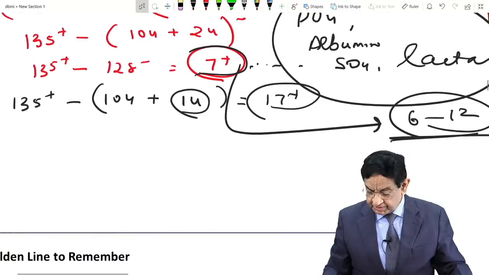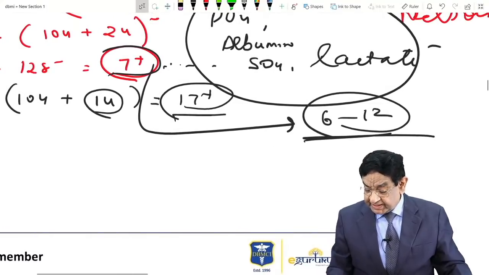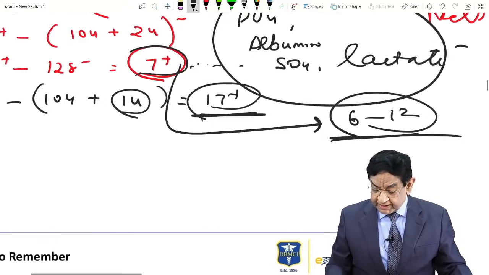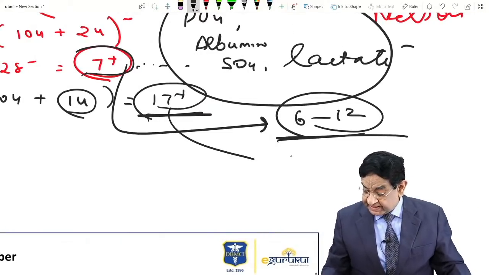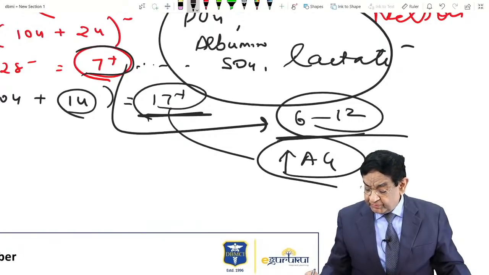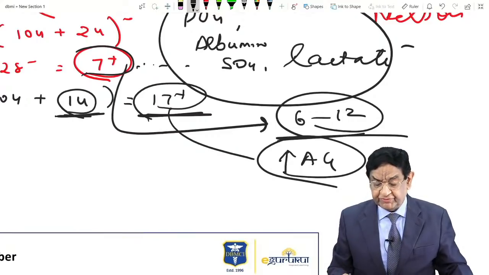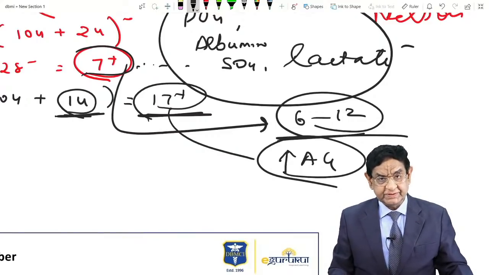Yeah, we understood. So here we are getting 17. Definitely it is more than normal. So we will call this 17 an increased anion gap. So here we are getting increased anion gap. Why? Because of metabolic acidosis. Agreed?